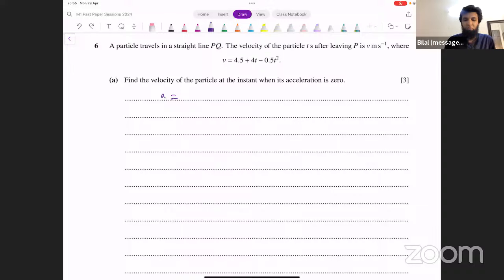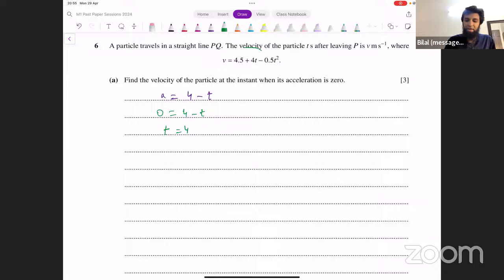Derivative of 4.5 is 0. 4t becomes 4, and then you have 0.5 into 2, that's 1 into t. This is the acceleration function. You put acceleration equal to 0. What value of t do you get from that? 0 equals 4 minus t, t equals 4.